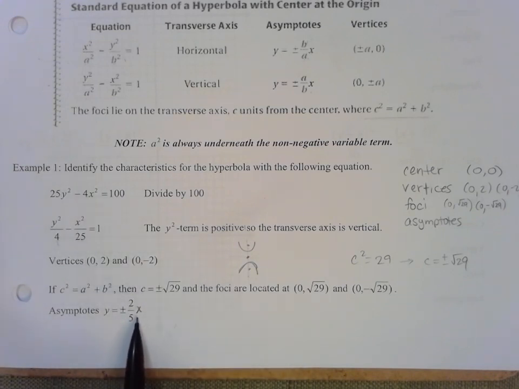Also, the asymptotes must pass through the center. So if you're making equations for your asymptotes, make sure you pass them through your center.